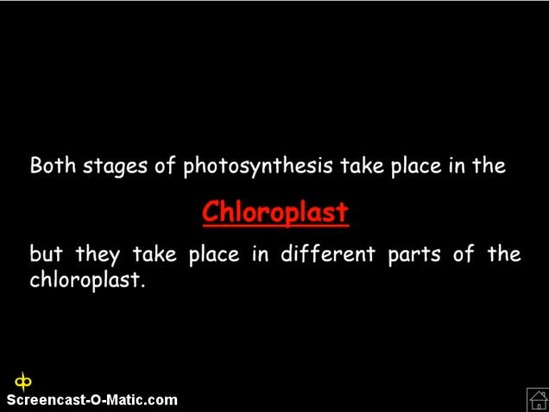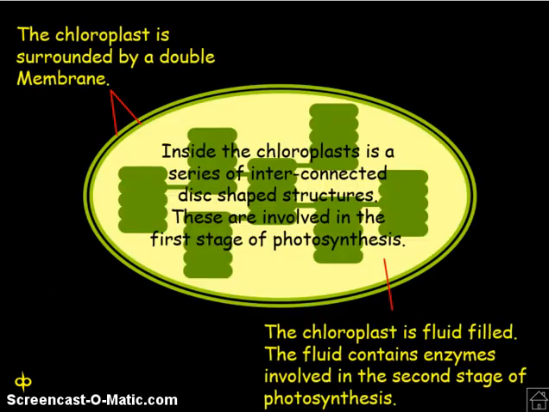Both stages of photosynthesis take place in the chloroplasts in plant cells, but they take place in different parts of the chloroplast. The chloroplast is a double-membraned organelle within the plant cells. Inside the chloroplasts, there are a series of interconnected disc-shaped structures. These are called grana, and they're involved in the first stage of photosynthesis. The chloroplast is also fluid-filled. The fluid contains enzymes involved in the second stage of photosynthesis, and this area is called the stroma.